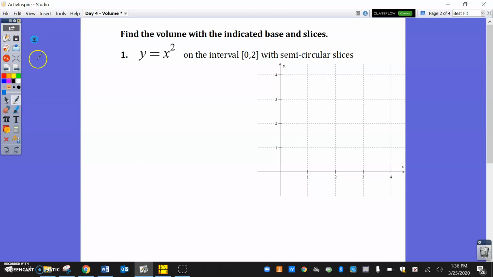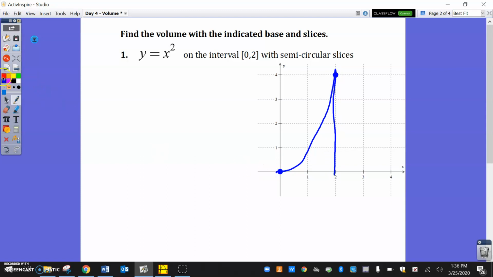So to find the volume of this one with the semicircular slices, we've got y equals x squared. Just like all the rest of them, that's going to be the first thing that we graph. I'm going to plug in 0 and I'm going to plug in 2, and since it's x squared, that'll be a parabola. So I'm just going to connect those 2 points with a parabola. 0 squared will be 0. Then when I plug in 2, 2 squared is going to be 4. And then I'm just going to draw my parabola and close it off at the x-axis.